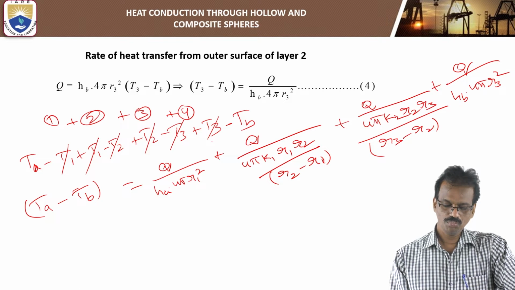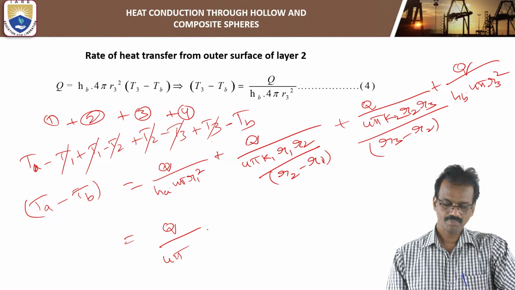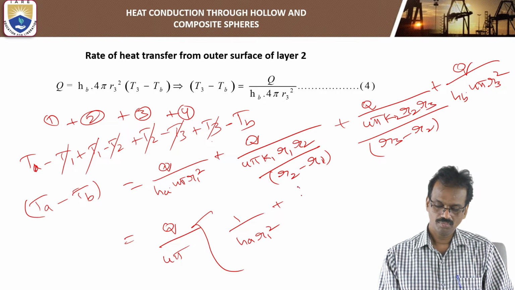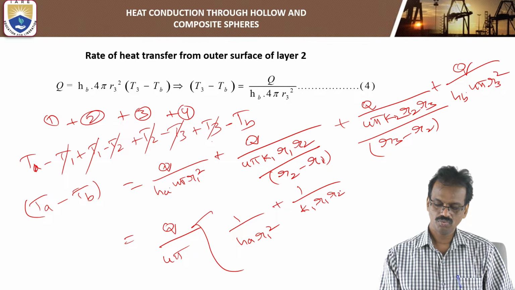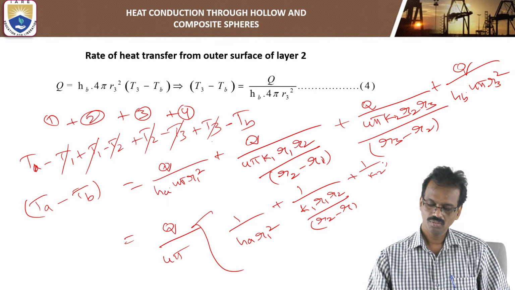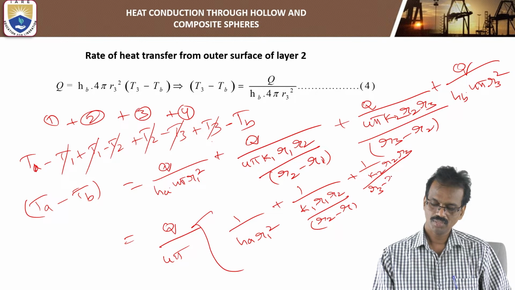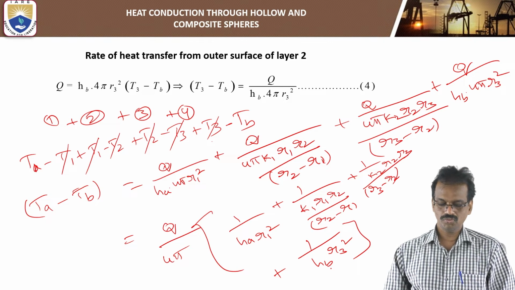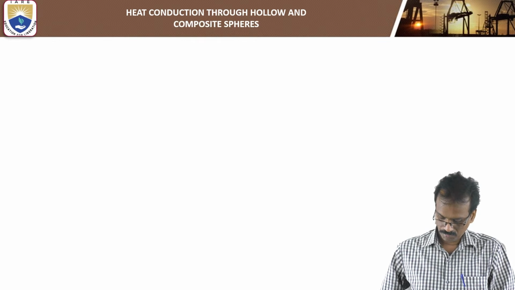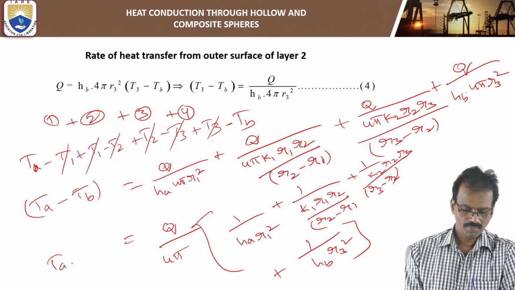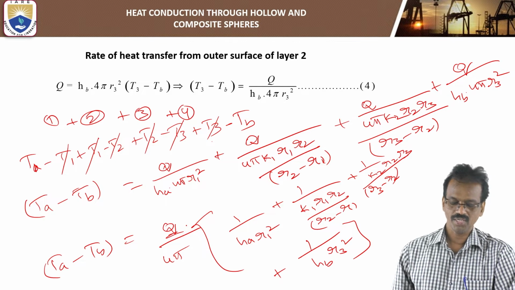In these total terms, Q by 4 pi is the common term, so you can take Q by 4 pi common. Then we have 1 by HA R1 square plus 1 by K1 R1 R2 by R2 minus R1 plus 1 by K2 R2 R3 by R3 minus R2 plus 1 by HB R3 square. So this is the term we got. Here, TA minus TB is equal to this, and using it you can find Q, the rate of heat transfer.